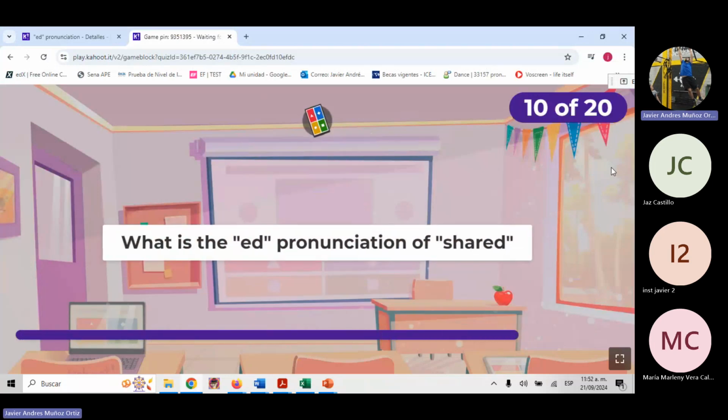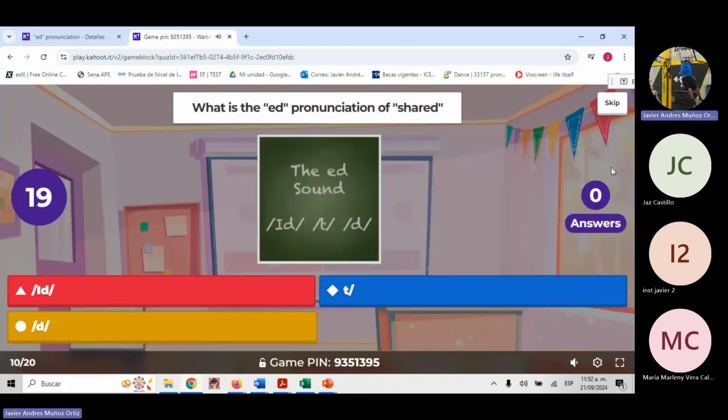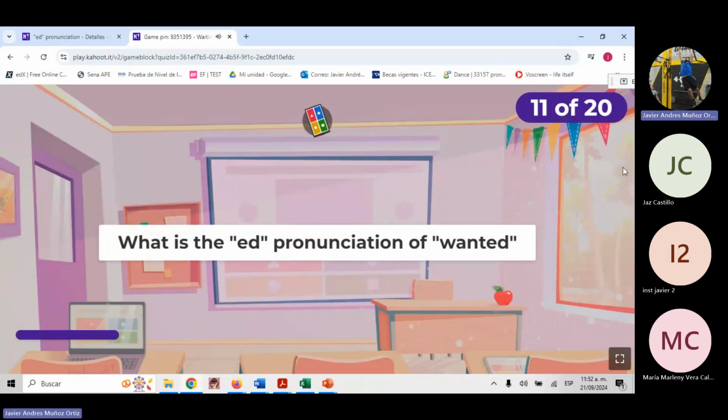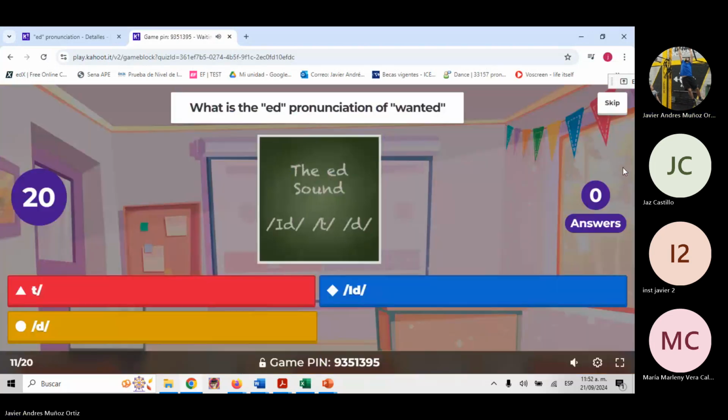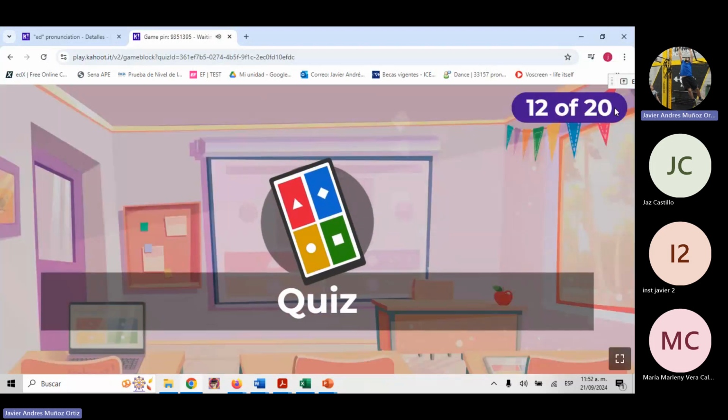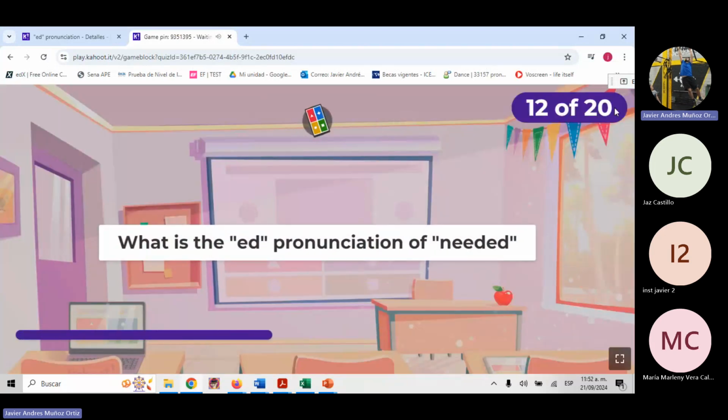Share, vibración, share. Good. Vamos con las últimas dos. Want, want. Ahora sí. Vamos con las otras tres. Need, need.